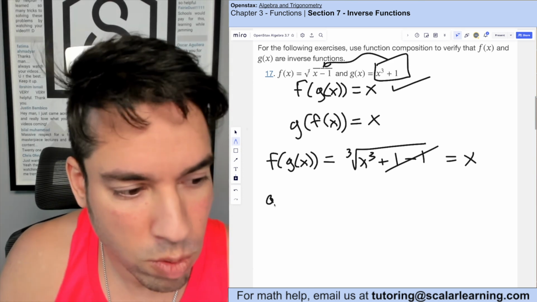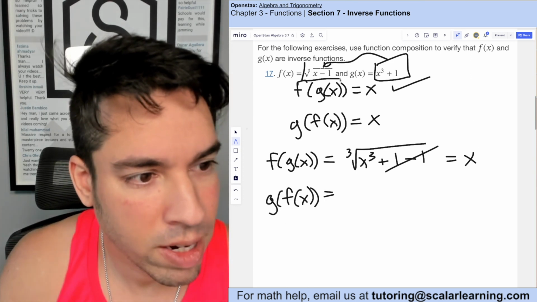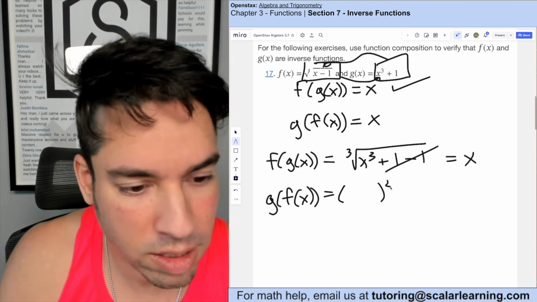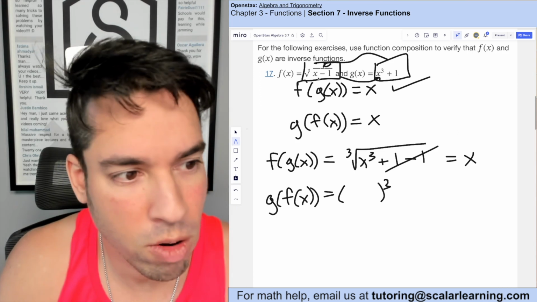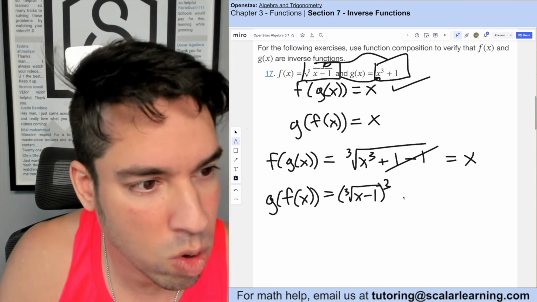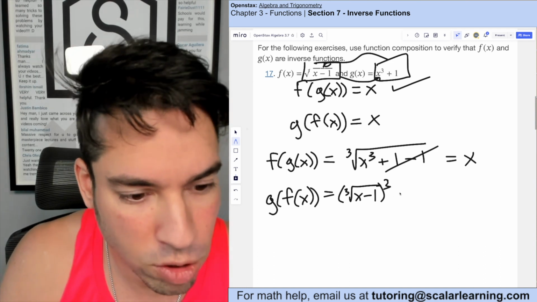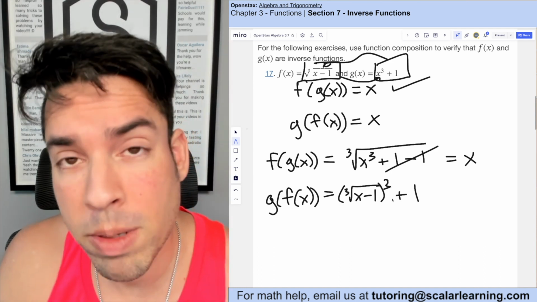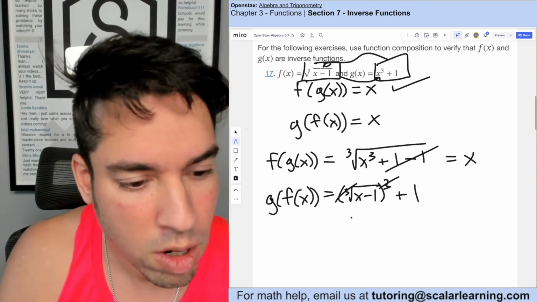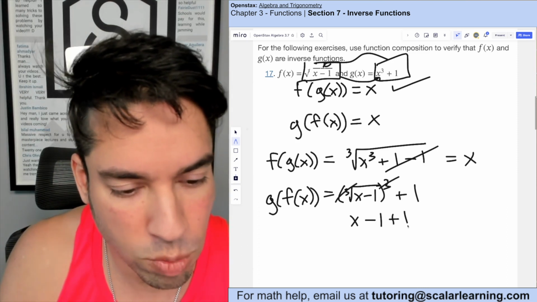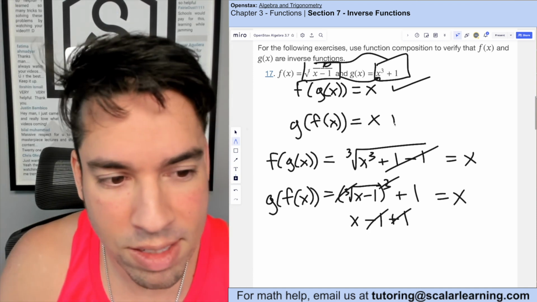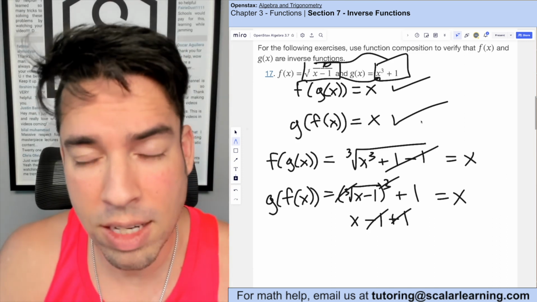Now we need to do it the other way. So again, now I'm taking f of x, I'm taking this whole function, and I'm plugging it in for x. It's x to the cube power, something to the cube power, and I'm replacing that with the cube root of x minus 1, and then we still have that plus 1 on the outside. Now, cubing the cube root of something is going to just cancel out that cube root. So now we're left with x minus 1 plus 1. These are going to cancel out. And once again, we're left with x. That means the second condition is verified. They are indeed inverse functions.